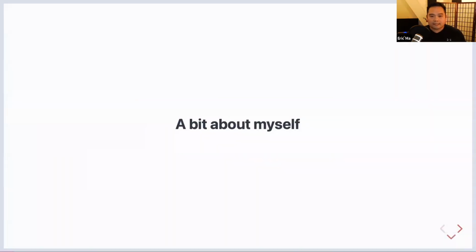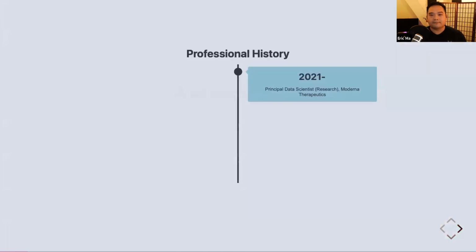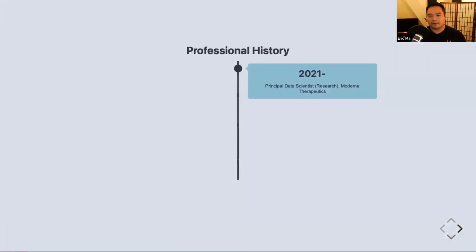So just to briefly introduce myself a little bit, as Manny said, I currently work as a principal data scientist at Moderna Therapeutics. Yes, this is the Moderna that is one of the two companies that have successfully brought a COVID-19 vaccine onto the market. We're on a mission to make mRNA medicines and leverage the power of mRNA to do some really cool stuff to make therapeutics for people who need them. And the team that I'm on, we're hiring like crazy right now.